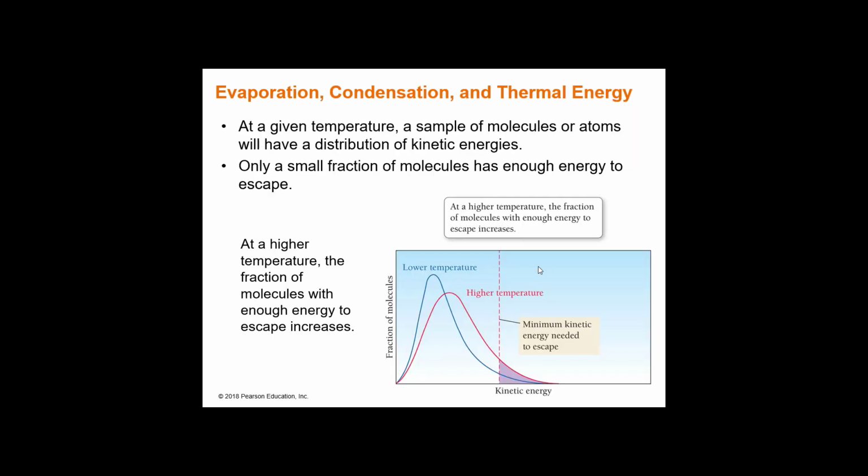Now, at a given temperature, a sample of molecules or atoms has a distribution of kinetic energy. So what does this mean? It means that these molecules are moving, and some are moving faster than others. They are still attached, but they have freedom to move. And we look at the average of that kinetic energy. So think of that as the average energy that's allowing them to move. But the average simply means that we have some that are higher and some that are lower. And that's what this distribution is.